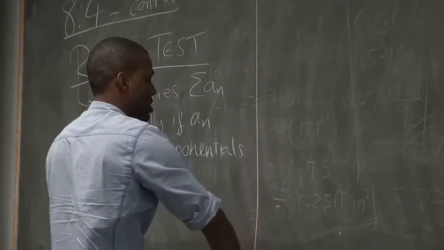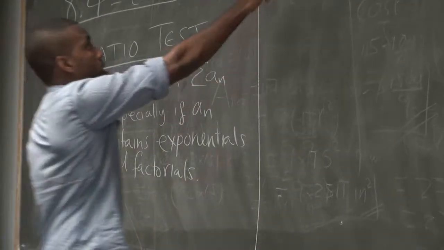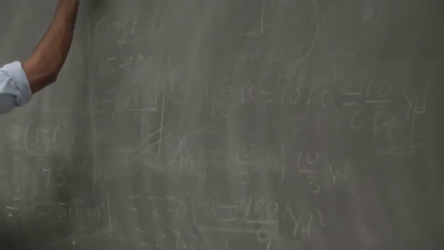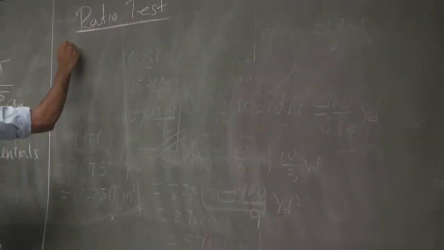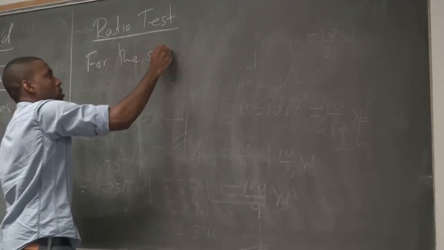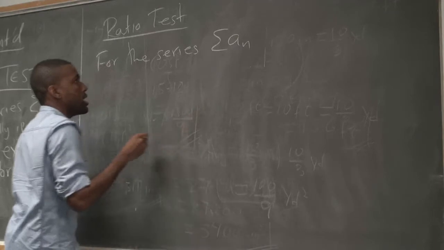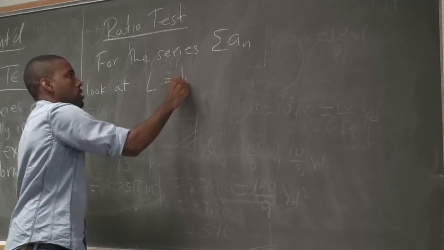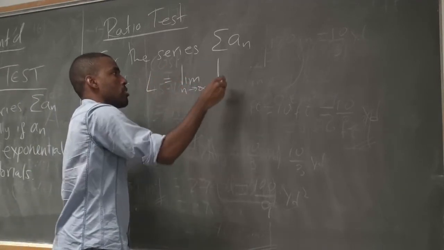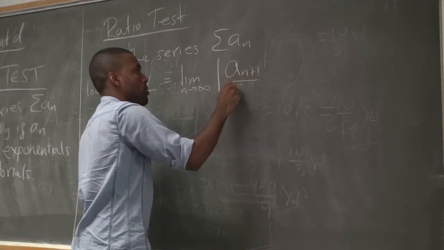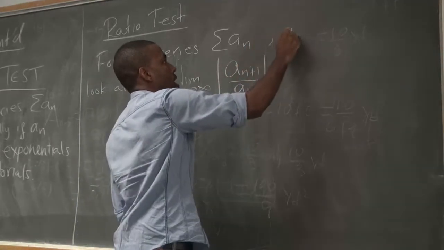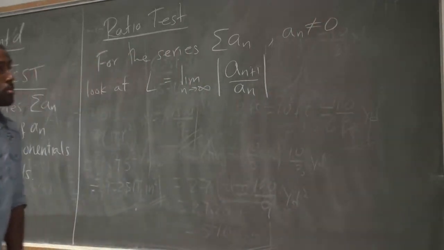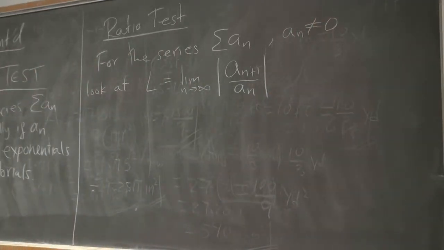Alright, so basically one test that tells us if a series converges is the following. For the series a_n, look at a certain limit: the limit as n goes to infinity of a_(n+1) over a_n. And of course, where your a_n is not zero, because you never want to divide by zero. So any series where you have all non-zero terms, you can look at that limit. And based on the value of that limit, you can tell certain things.